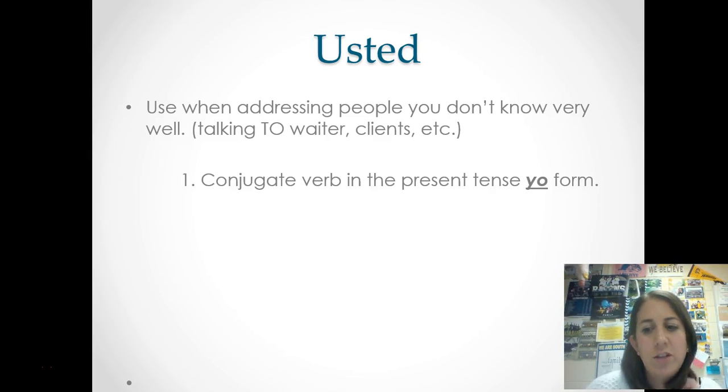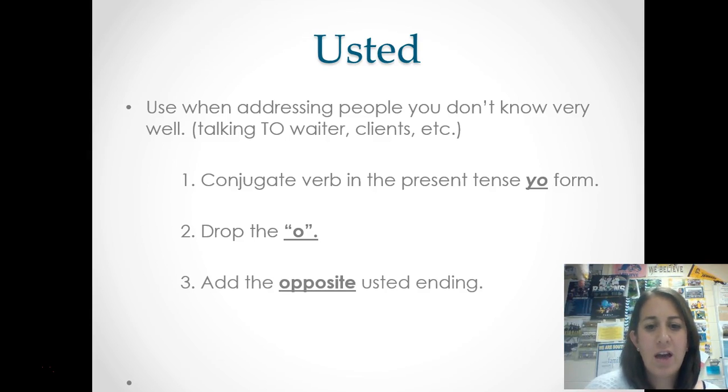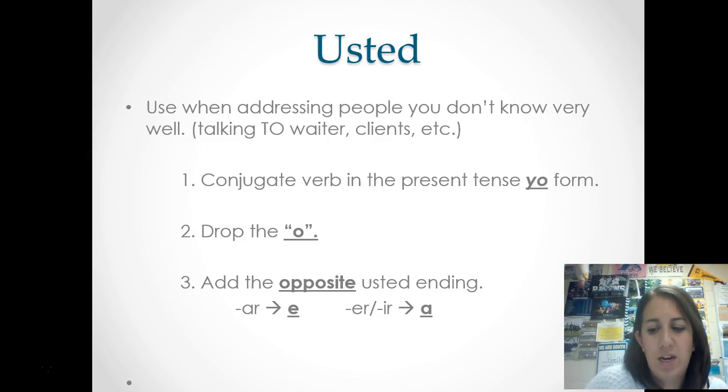So here's how we conjugate these commands. We're going to start in the present tense yo form. Make sure that it's that present tense yo form. We're going to drop the O. And then we're going to add the opposite usted ending. So for AR verbs, our ending is going to be E. And for ER and IR verbs, our ending is going to be A. Easy enough. Start in the O form, drop the O, add the opposite usted ending.